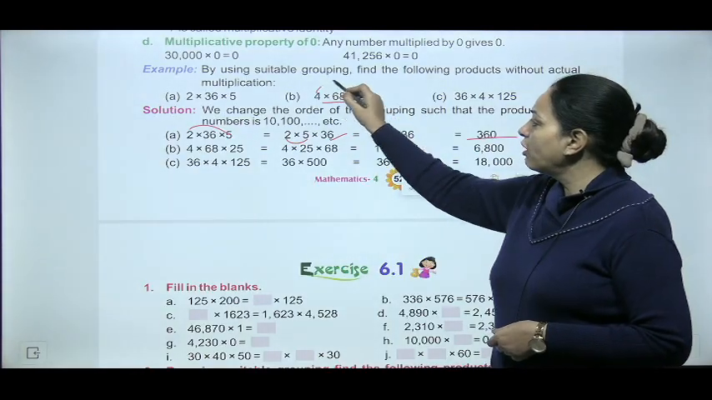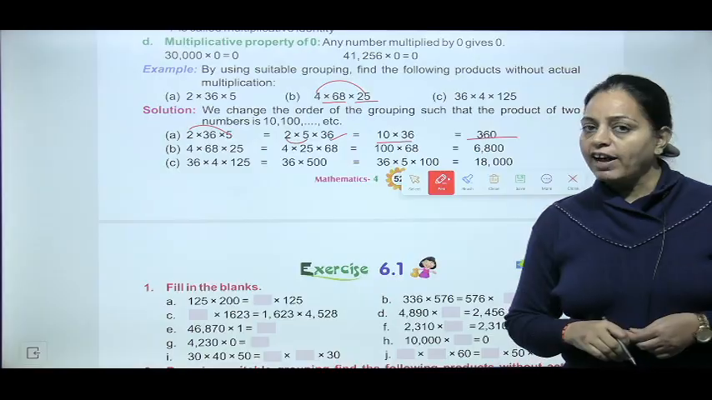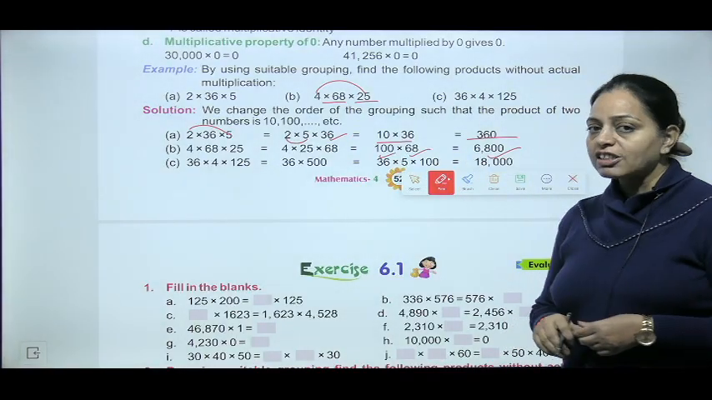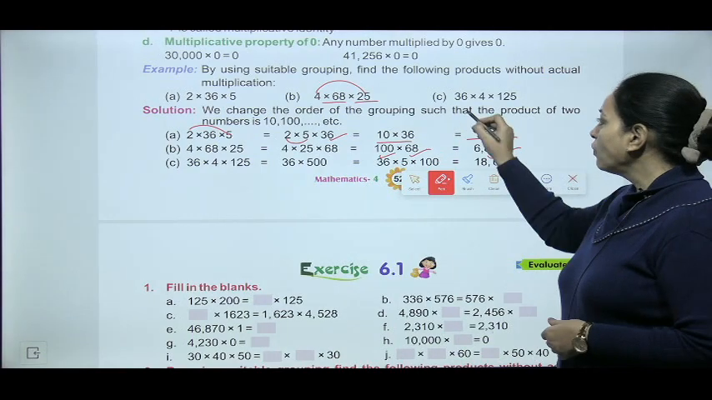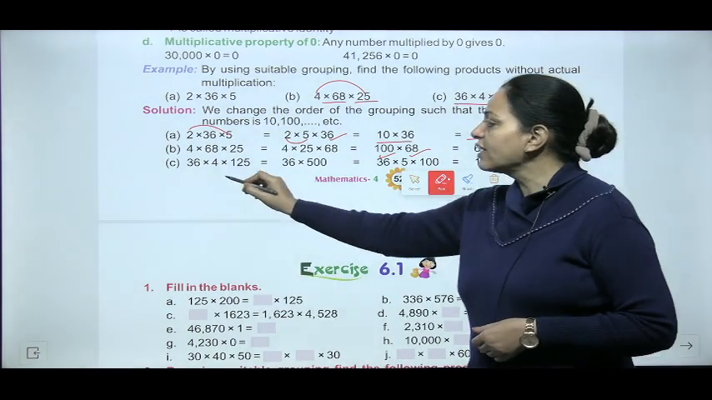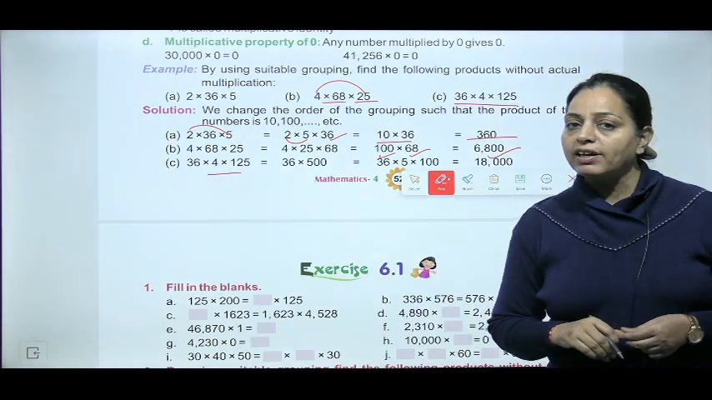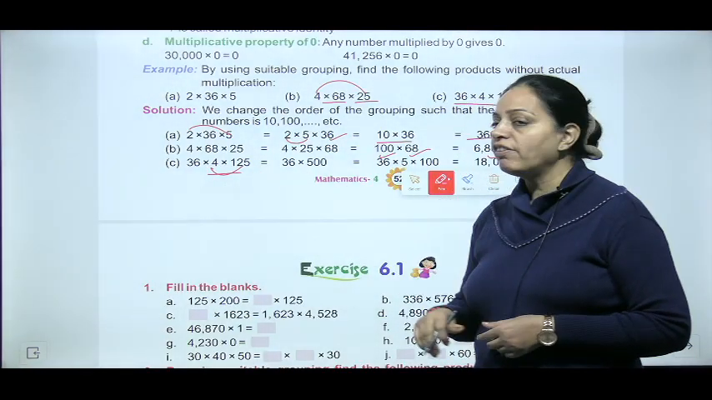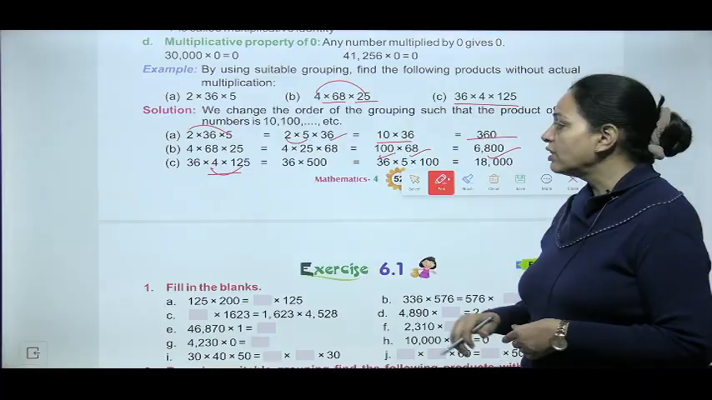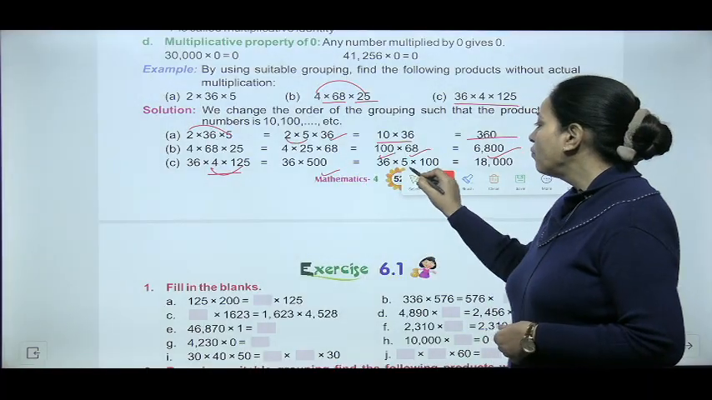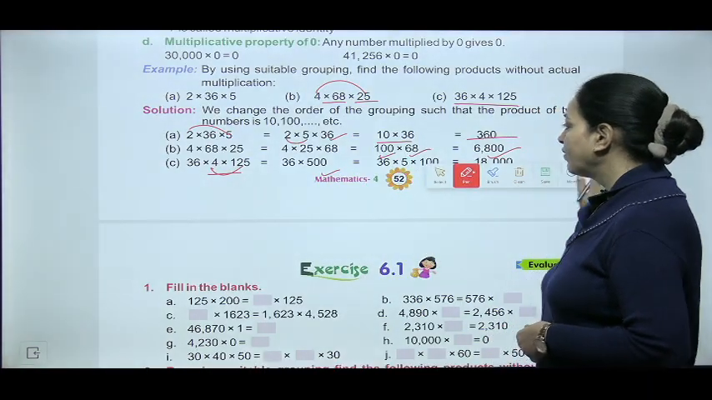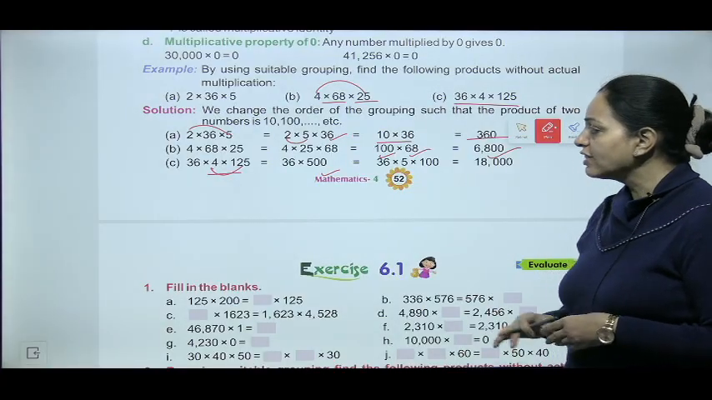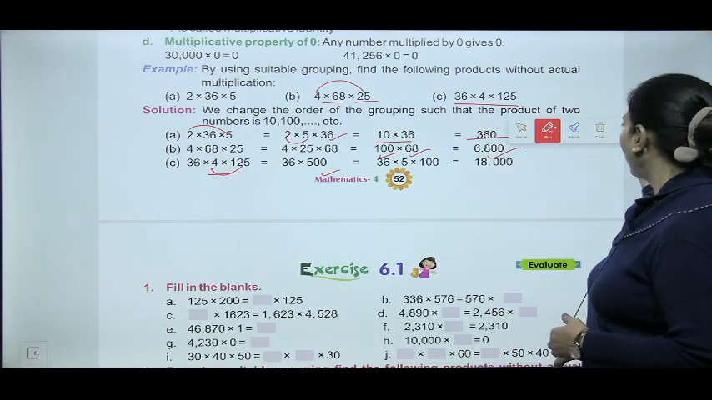You know 4 into 25 is 100. So 100 into 68, 6,800. Now the next is C part, 36 multiply 4 multiply 125. So 4 into 125 is 1000. So 36 multiply by 1000, that is the answer. And how they have done this, you can try these ones.